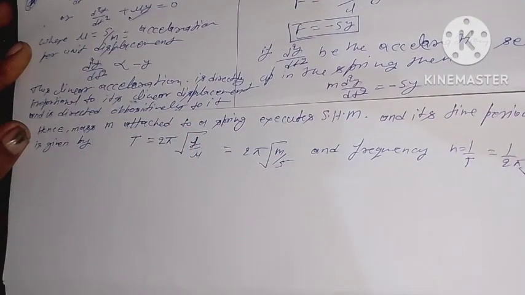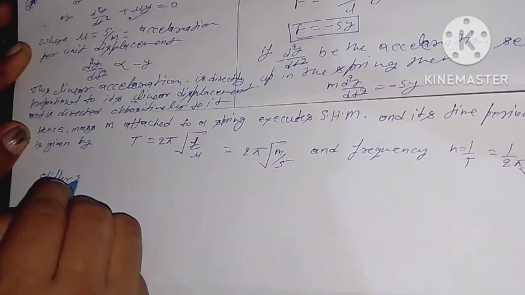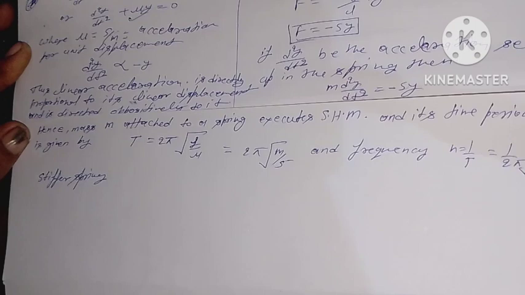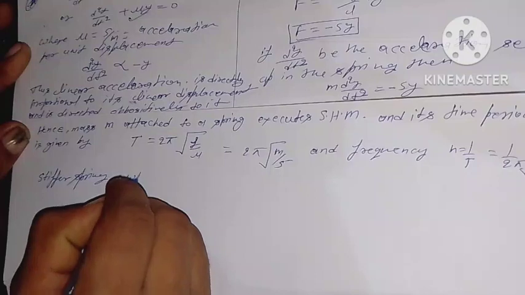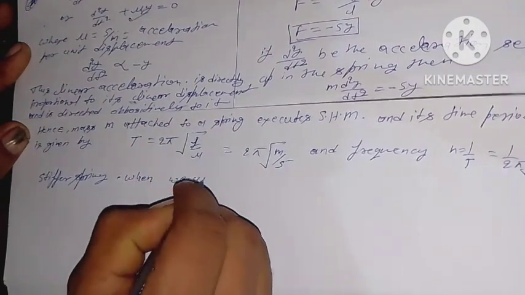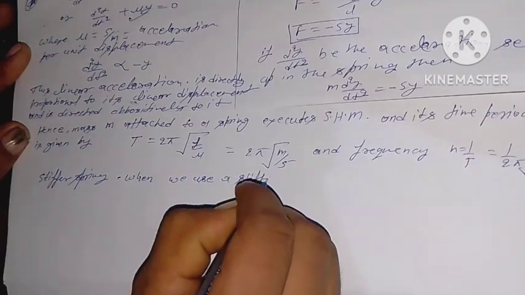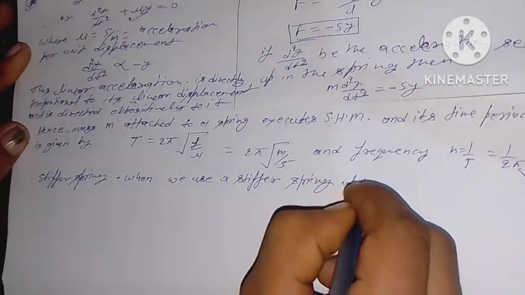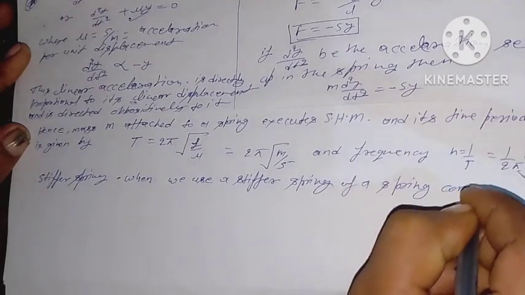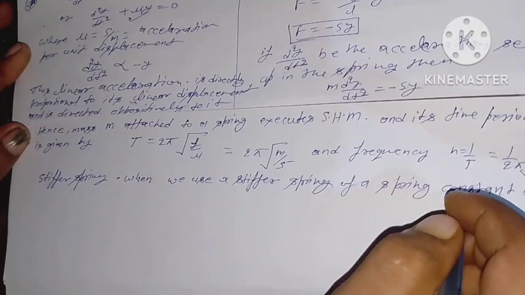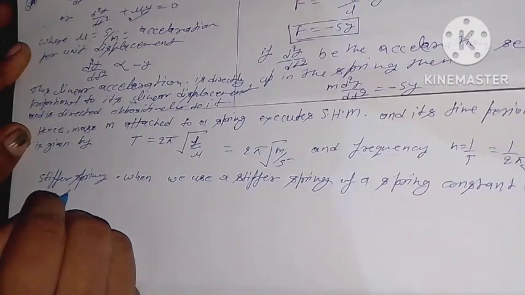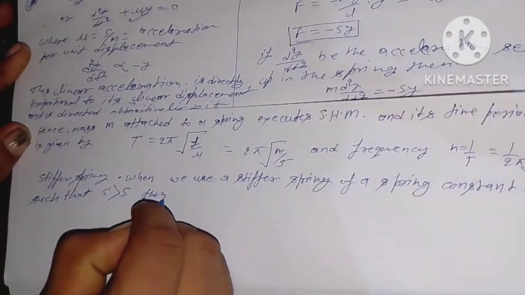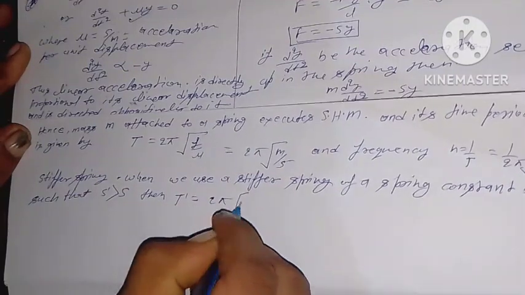Stiffer spring. When we use a stiffer spring of spring constant s dash, such that s dash is greater than s, then T dash equal to 2 pi under root m by s dash.